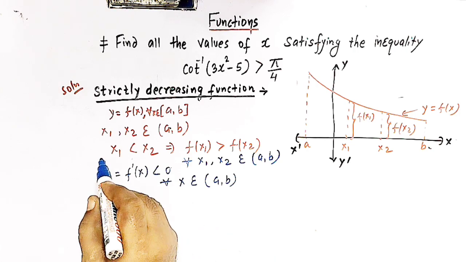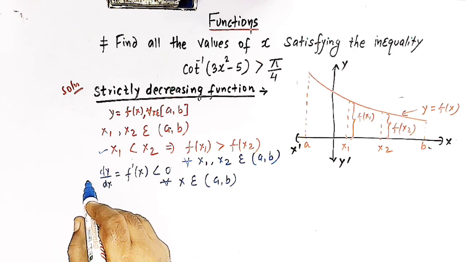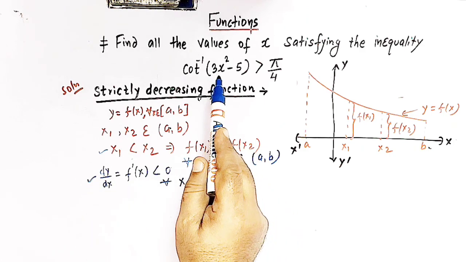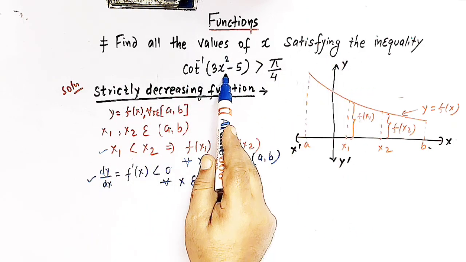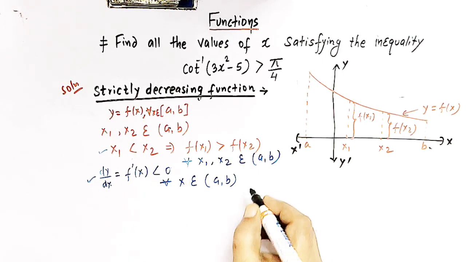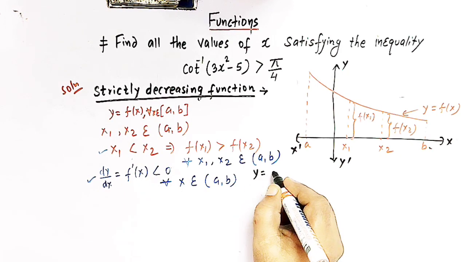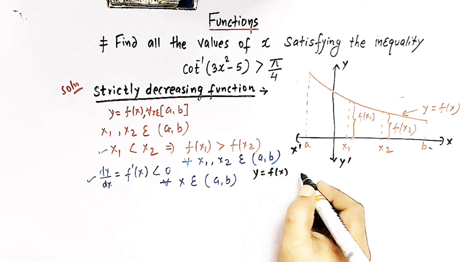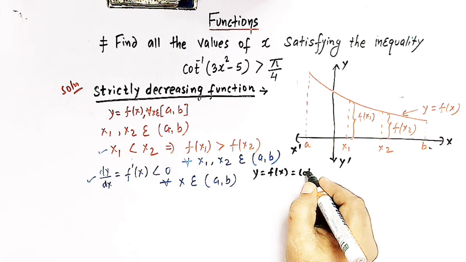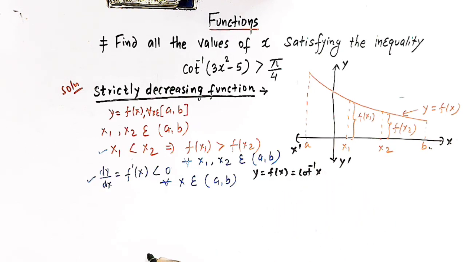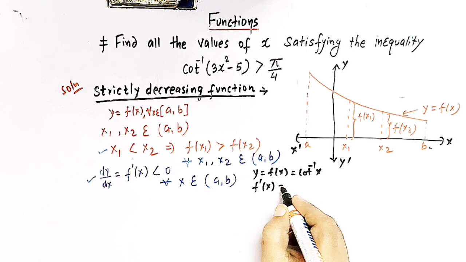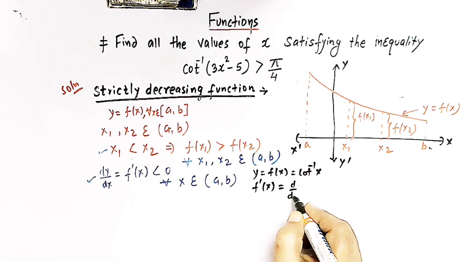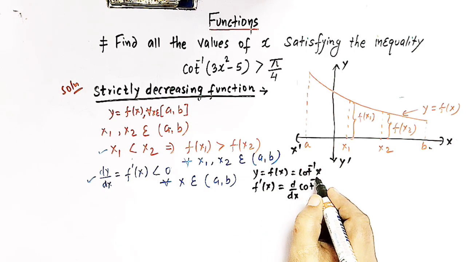So now we'll take help of these two definitions to find out all the values of x satisfying this inequality. So now let us consider a function, say y is equal to f of x is equal to cot inverse x, right? And let us find out the derivative, that is f prime of x is equal to d by dx of cot inverse x.